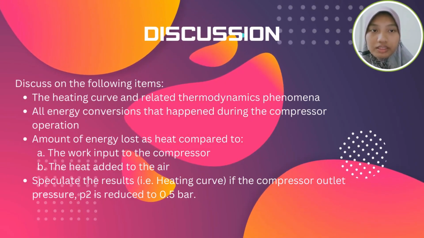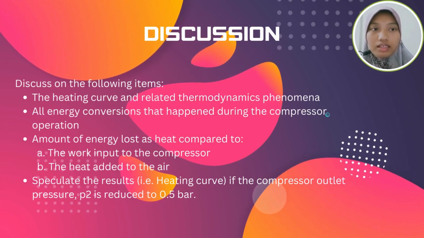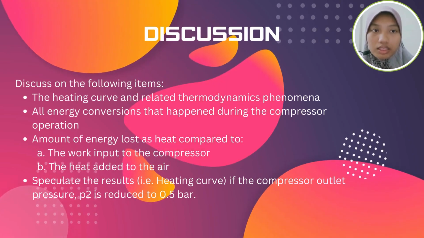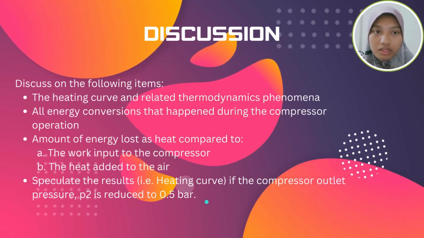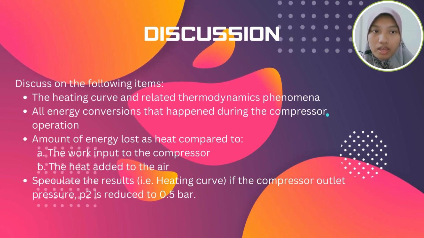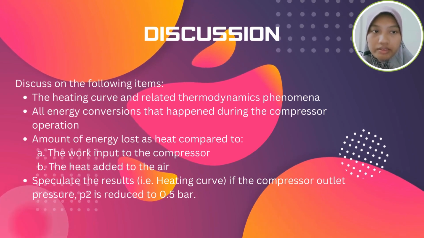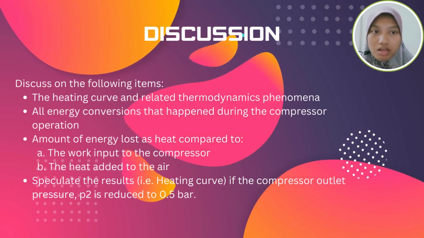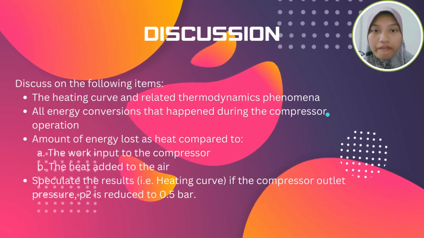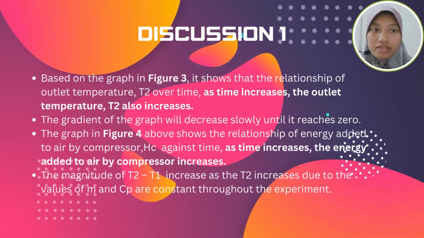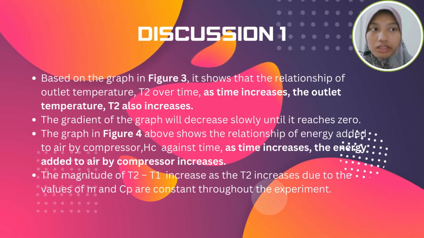Moving on to the discussion, we will discuss the following items: the heating curve and related thermodynamics phenomena; all energy conversions that happen during the compressor operation; the amount of energy lost as heat compared to A, the work input to the compressor, and B, the heat added to the air; and lastly, to speculate on the results, which is the heating curve if the compressor outlet pressure P2 is reduced to 0.5 bar.